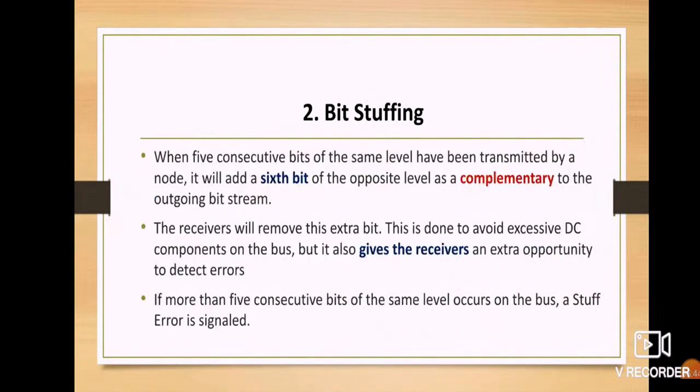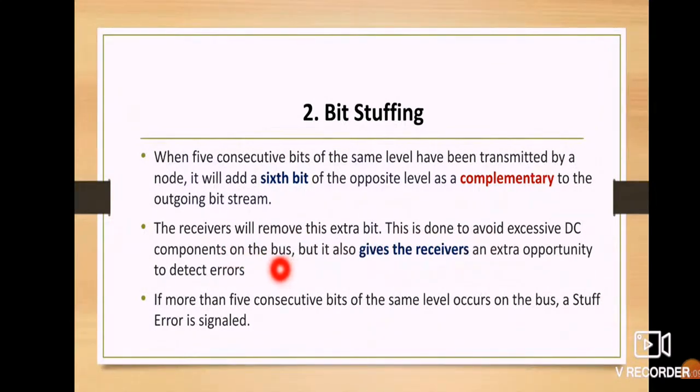In simple terms, when 5 consecutive bits of the same level have been transmitted by a node, it will add a sixth bit of the opposite level as a complement to the outgoing bit stream. This is what I said. While transmitting it will happen, but the receiver will remove the extra sixth bit. This is done to avoid excessive DC components on the bus.